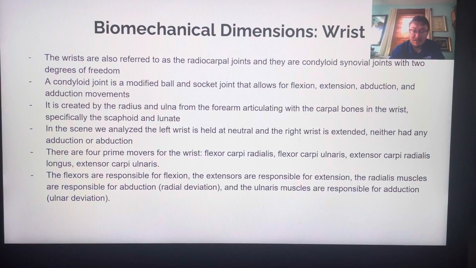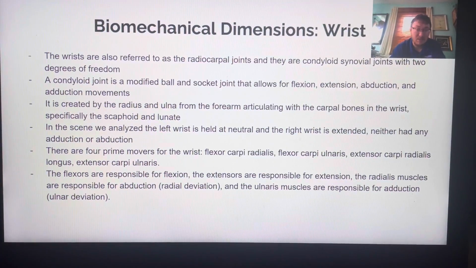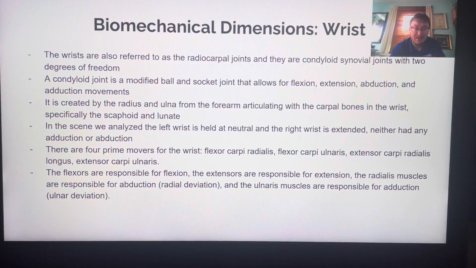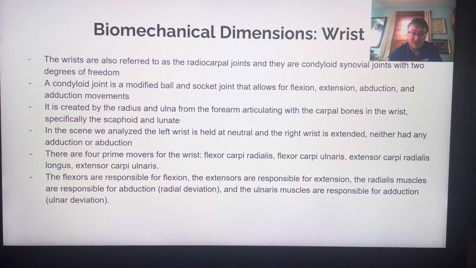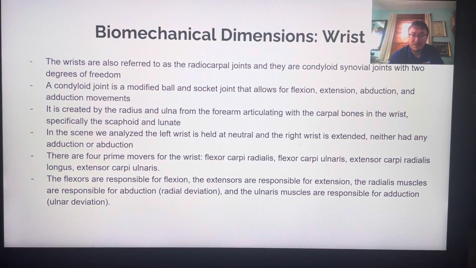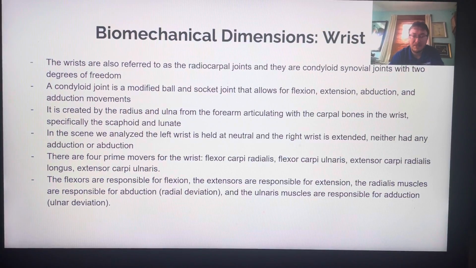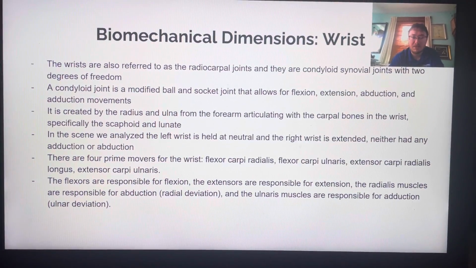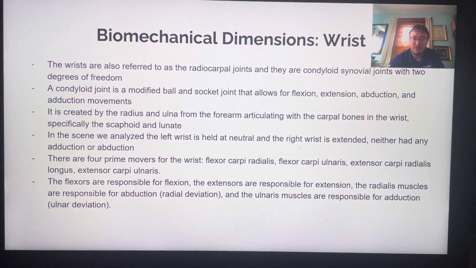The radialis muscles, the flexor carpi radialis as well as the extensor carpi radialis longus, are responsible for abduction, radial deviation. And the ulnaris muscles, the flexor carpi ulnaris and the extensor carpi ulnaris, are responsible for adduction, which is also known as ulnar deviation.